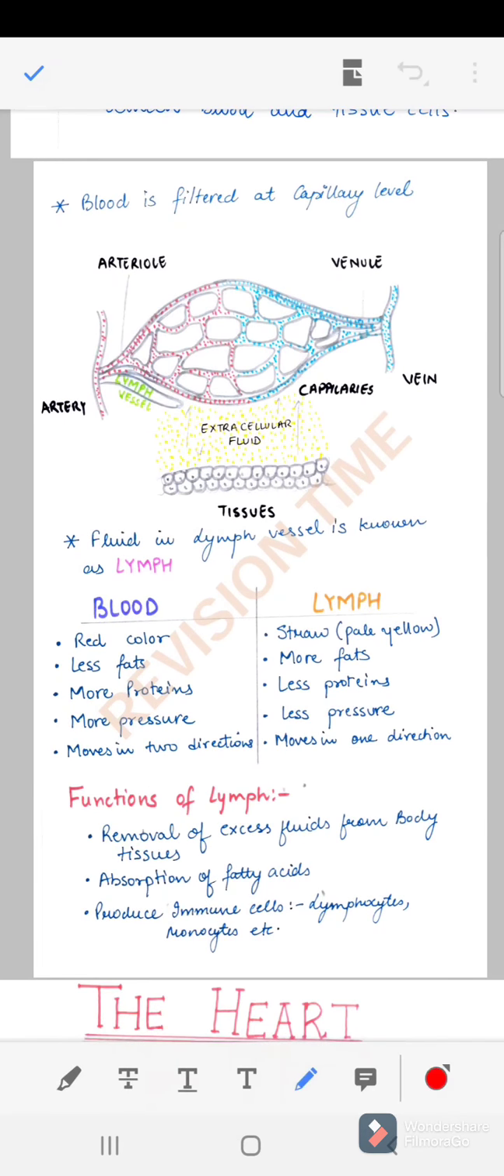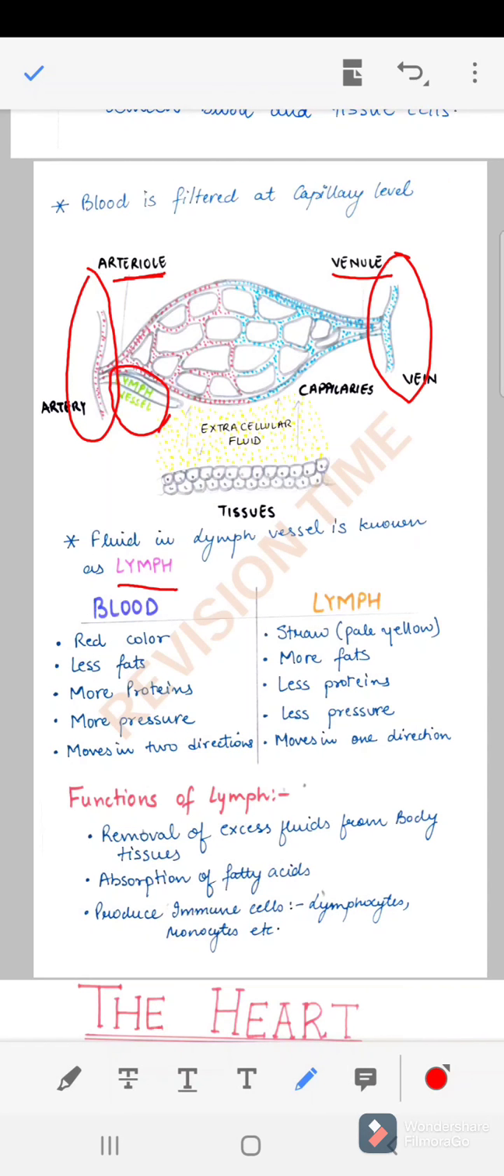So this is the diagram of a capillary. We have an artery here and a vein here. The smallest unit of artery is known as arteriole and that of vein is known as venule. So we can see a lymph vessel here and the fluid in the lymph vessel is known as lymph, and this is the extracellular fluid and these are the tissues. Exchange of material takes place through this extracellular fluid at this capillary level.